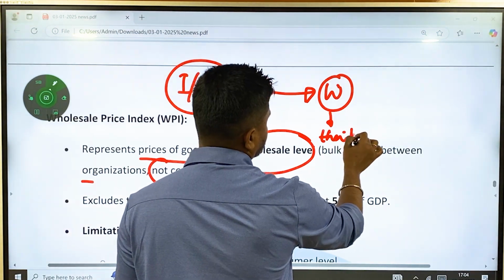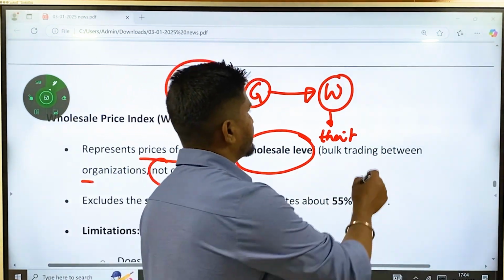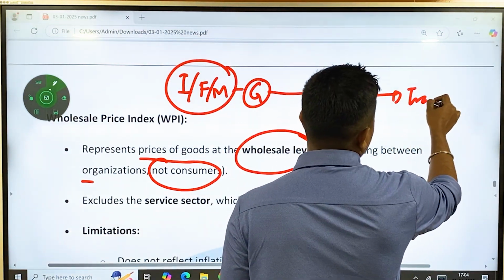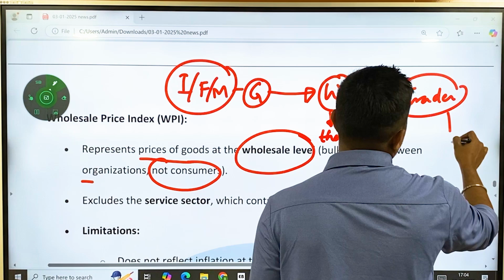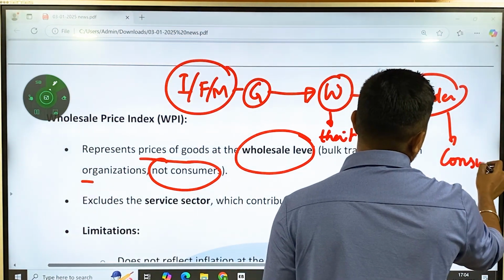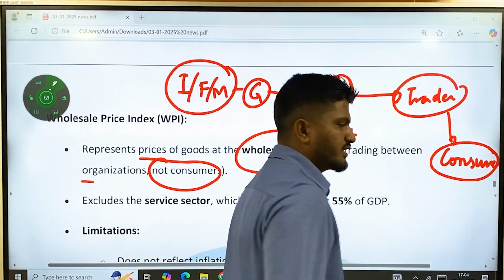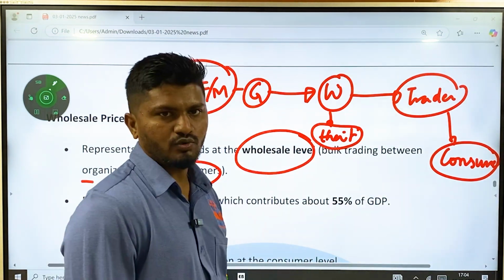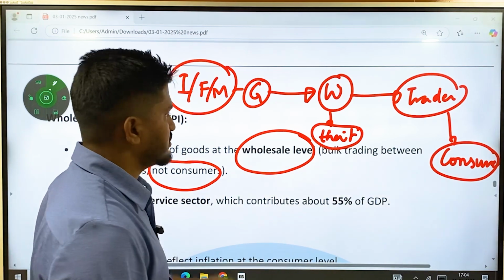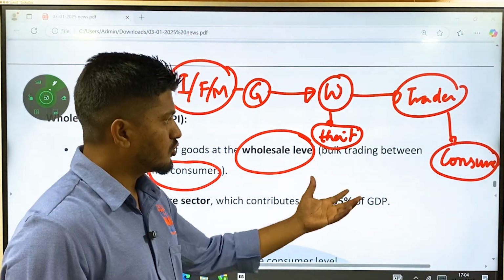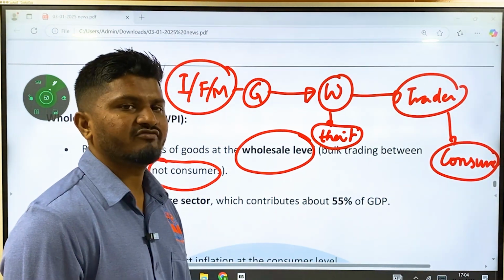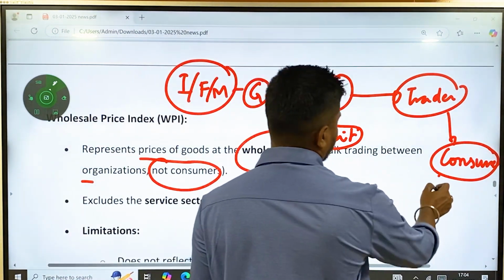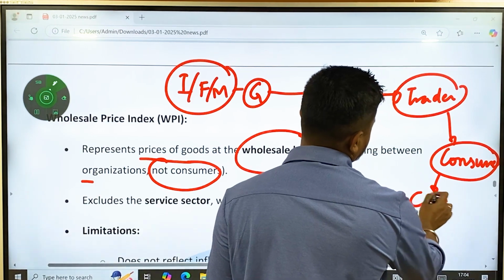After the wholesalers, they are going to sell it to normal traders, the middlemen, and from traders you are going to buy. Who are we? We are the consumers. So this change in the rate at the wholesale price is calculated by wholesale price index. Then what about the consumer price? What about the inflation at the consumer level? Who is going to calculate? That will be calculated by consumer price index.